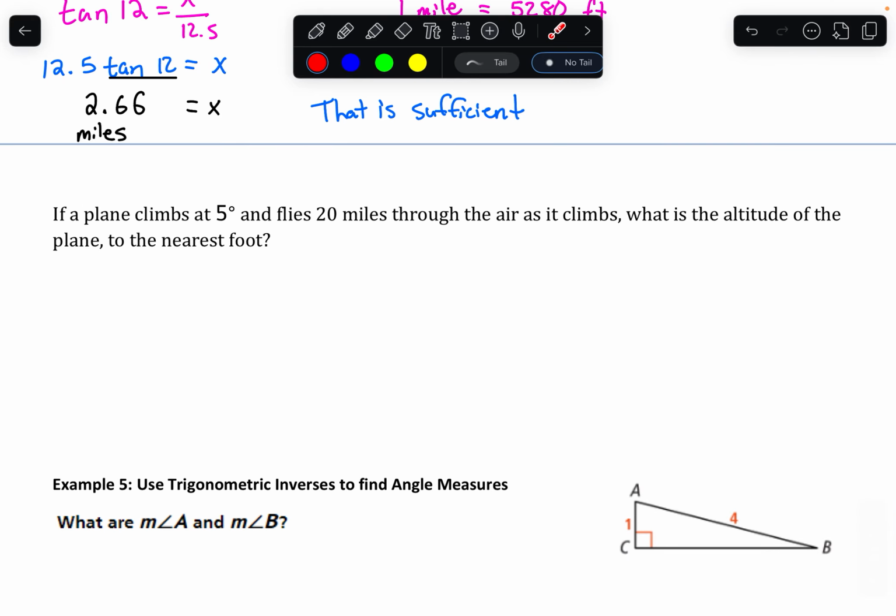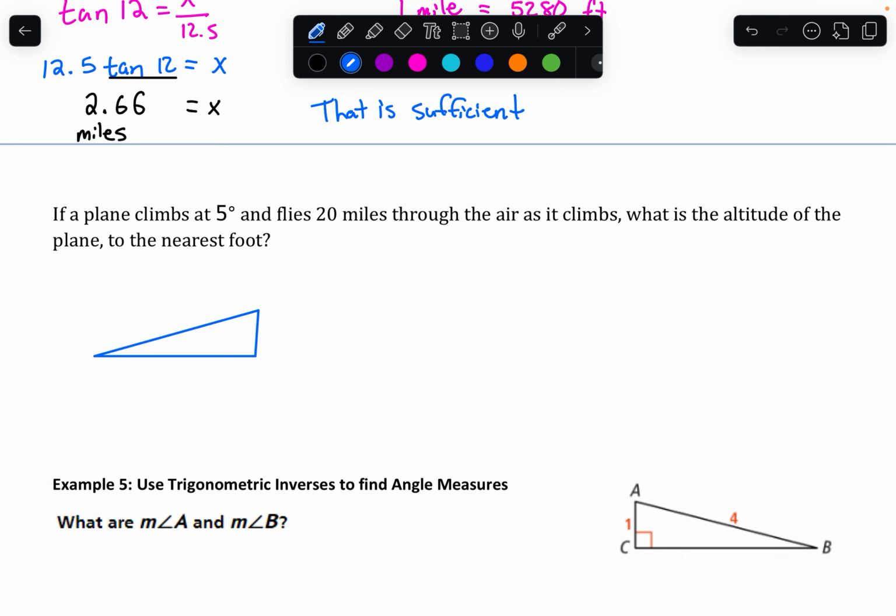The next one I want you to do is a similar problem. They're not all about airplanes, but in this case, two things are different. Thing number one is that you don't have a diagram, and that's really important. We always need diagrams when we're using trigonometry. So we're going to make ourselves a diagram. We've got another plane. It's climbing at 5 degrees. So here's the ground. Here's the 5-degree angle. And it flies 20 miles through the air as it climbs.